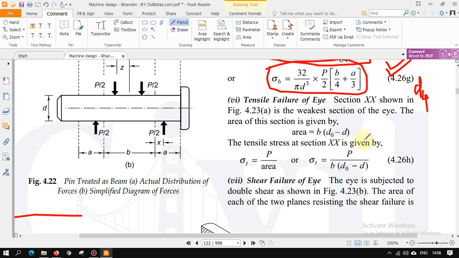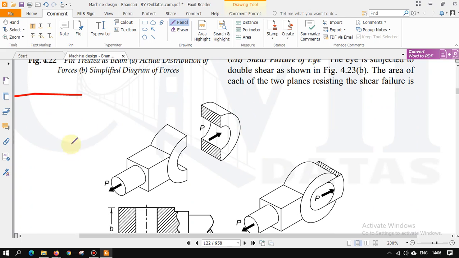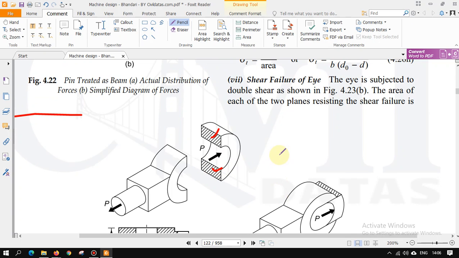Now, as you can see, area is equal to b(d naught minus d). What does that mean? This is the I end. Since this is a hollow area, we will not consider it as an area. So the area will be this part and this part. Am I clear?